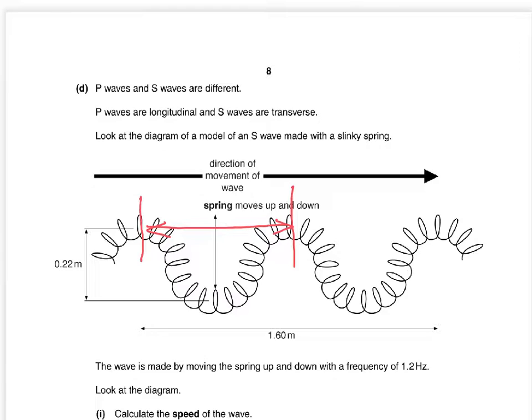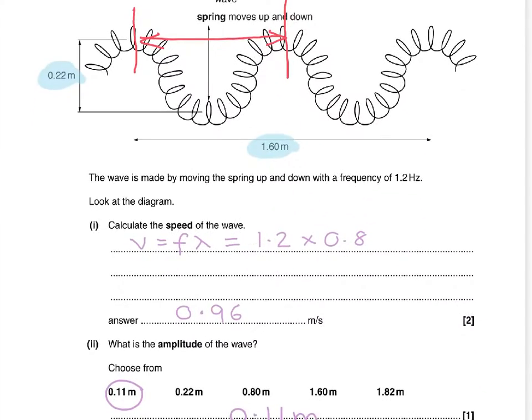And the final part of this question, it says P waves and S waves are different. P waves are longitudinal and S waves are transverse. Look at the diagram of a model of an S wave made from a slinky spring. So the key thing about this is that you've got some data on it. You've got two numbers, this number here and this number here. So we need to know what they mean and what they're showing us. Okay, so let's have a look at the rest of the question.